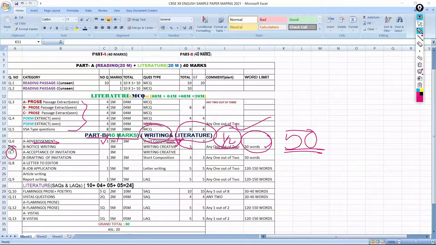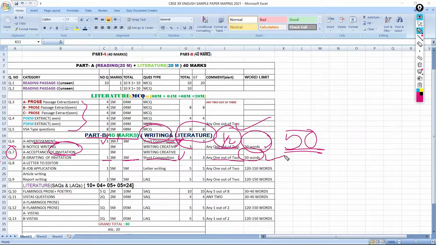Now let us see question number 7. This one is again a short composition. This also carries the same marks, 3 marks. Only one question will have to be done from the 2 options. The type of the question will be invitation, that is, offering an invitation and answering an invitation. So the total word limit will be 50.